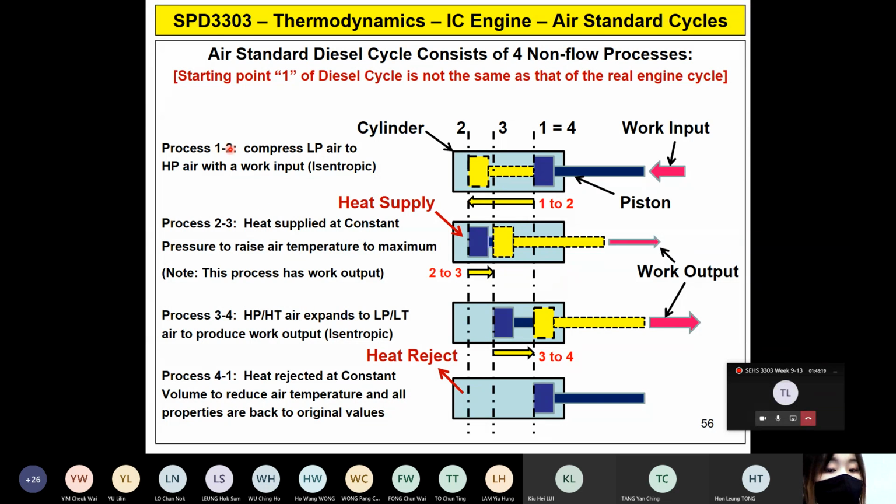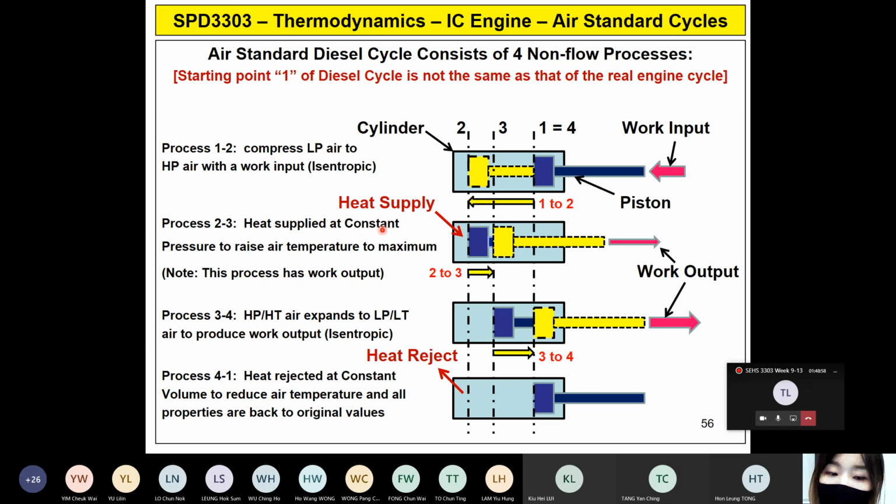From process 1 to 2, we have the isentropic compression. The air is compressed from low temperature and low pressure to high temperature and high pressure by giving a work input to the system. At point 2, we start to give a heat supply. We'd like to add heat into our system to model the combustion.